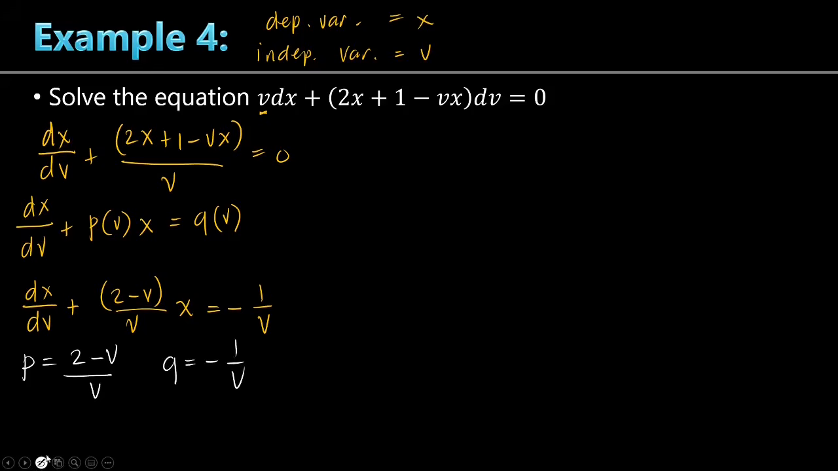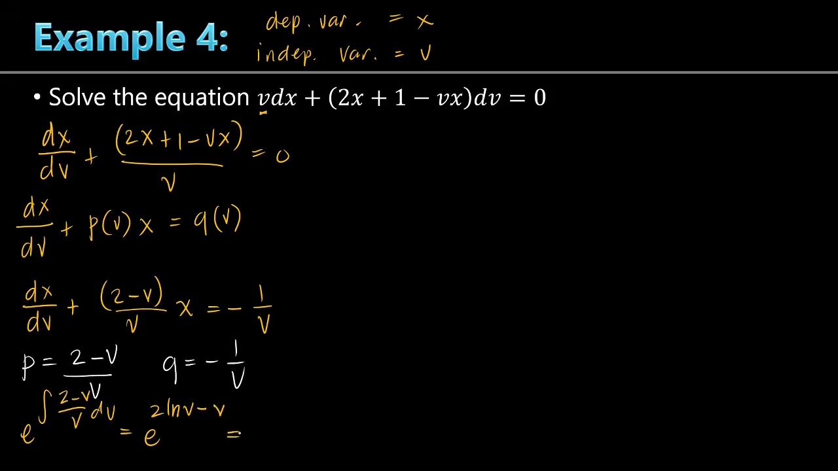Next is to get the integrating factor. Ano nga ang integrating factor natin? E to the integral of p. Yan. So, 2 minus v over v dv equals e raised to 2. Ano ba yan? 2 over v dv, pag in-integrate ko is 2 ln of v. And then, minus v over v is 1. No? So, integral of dv is just v. Ayan.